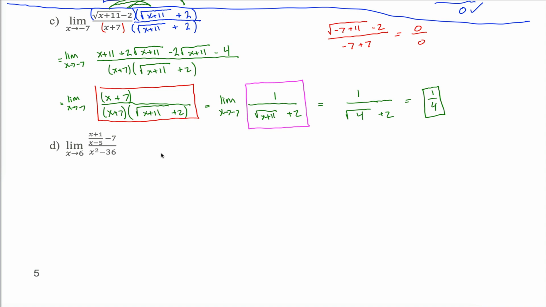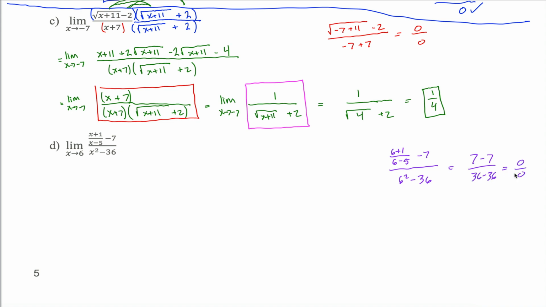First thing you probably want to check: I wonder if he was nice enough to give me a continuous function here, and I can just evaluate this limit by changing all the x's into 6's. You know that's not going to work, but you should still try it. Let's change all the x's into 6's. I'd get 6 plus 1 divided by 6 minus 5, minus 7 divided by 6 squared minus 36. Let's see, 6 plus 1 is 7, and 6 minus 5 is 1. So I get 7 over 1 minus 7. I get 7 minus 7 up on the top. And 6 squared is 36, so I get 36 minus 36 on the bottom.